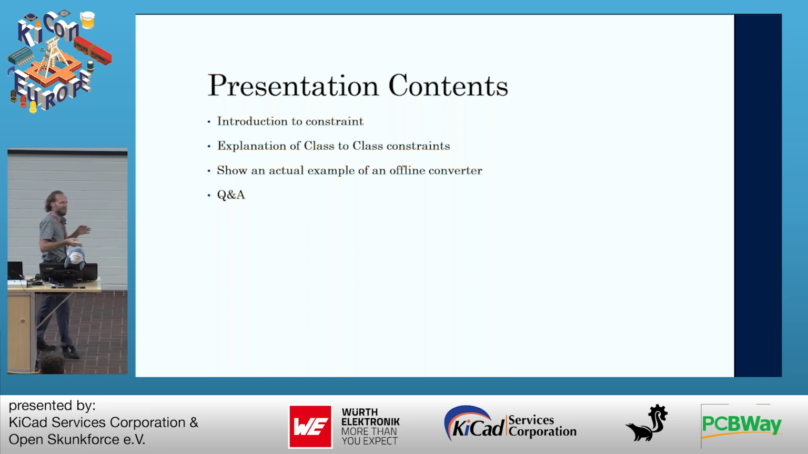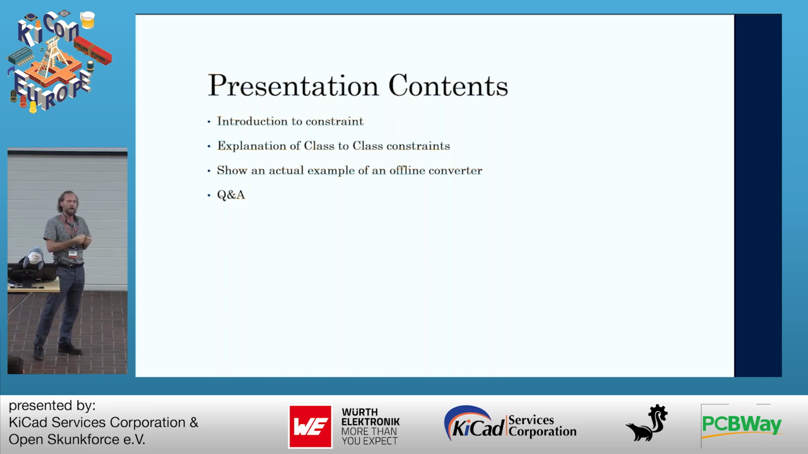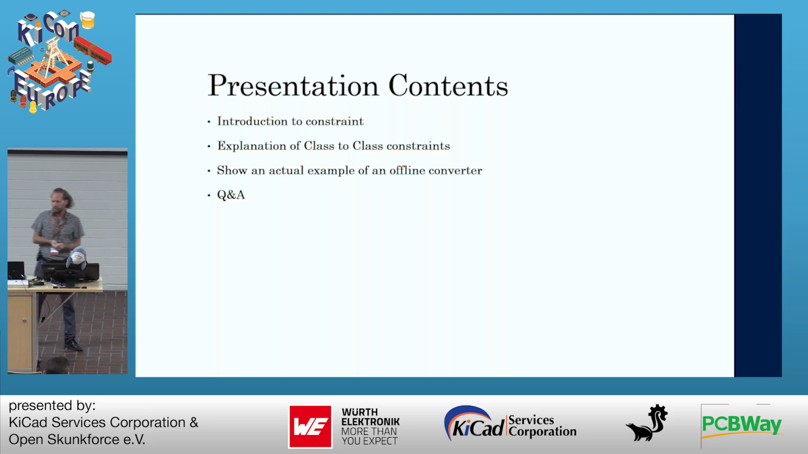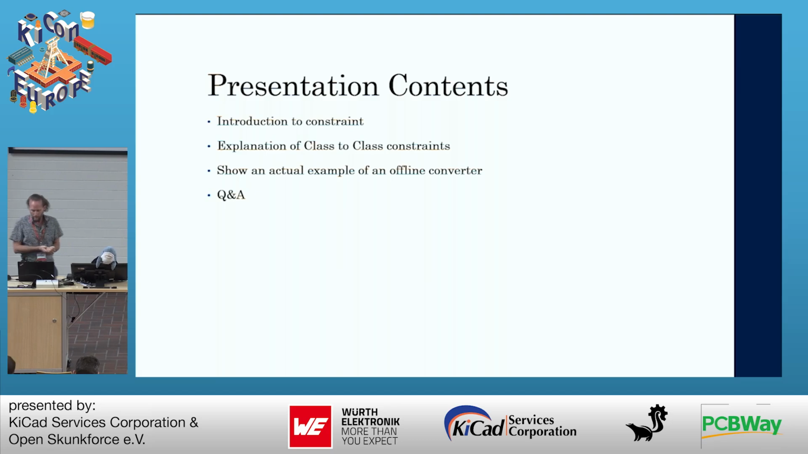I'm not going to spend too much time on how to design an offline converter, but more like taking the offline converter as an example of how to use netclass to netclass constraints, because an offline converter is a perfect example of explaining exactly that. And then, of course, we're going to finish off with some Q&A.